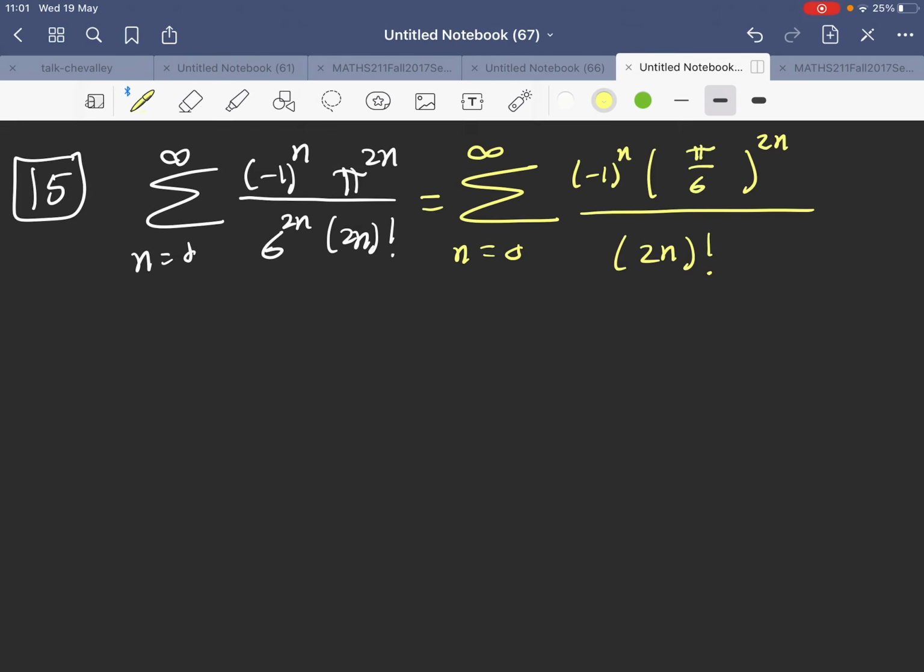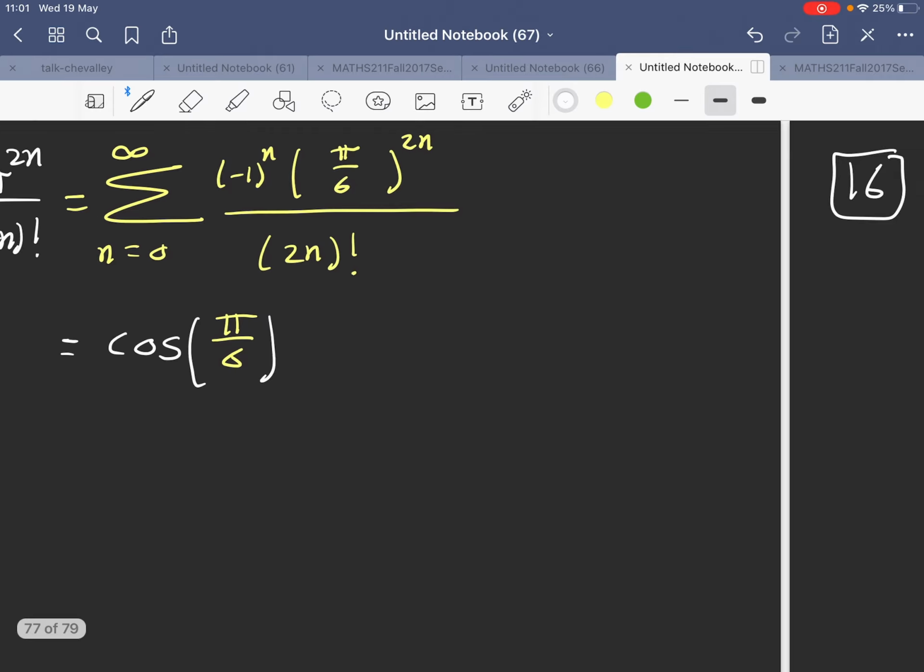Now compare the white and the yellow. They are the same. We're just rewriting them in a different way. So the final answer would be cosine pi over 6, which is square root of 3 over 2. Whatever this number is. Okay, so that's how we find. Sometimes we give you the series as plug-in numbers inside it, and this is how we get the final answer.